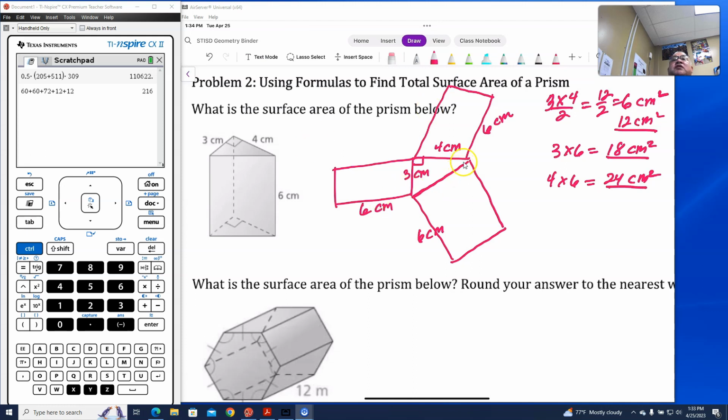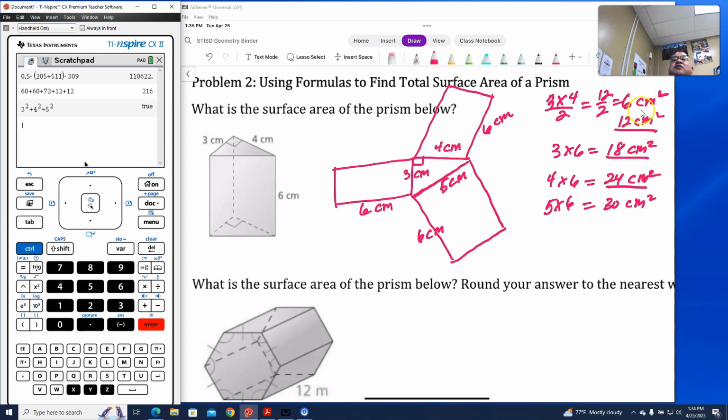Now, this one we need to figure out the length of this right triangle. This is 3, 4, and we already figured it out on top. This is a 3, 4, 5 right triangle. In other words, 3 squared plus 4 squared equals 5 squared. I can show you 3 squared plus 4 squared equals 5 squared. It's a Pythagorean triple. So that's 5. So 5 times 6 gives you 30 squared centimeters.